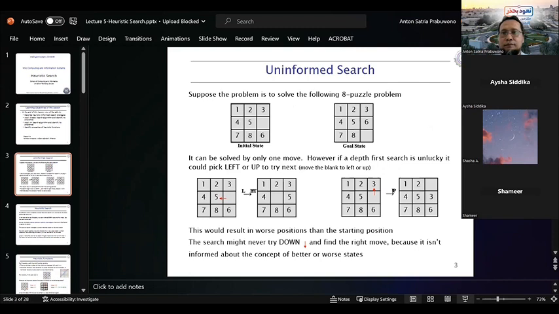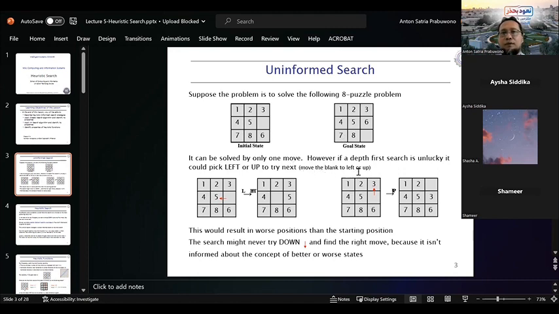So this is uninformed search. We learned this before. Do you remember this from our previous lecture? So there is an initial state, the left side of tiles here. The 8 puzzle problem, the common problem. So we have an initial state, the left side here, and we have a goal state. It can be solved by only one move.